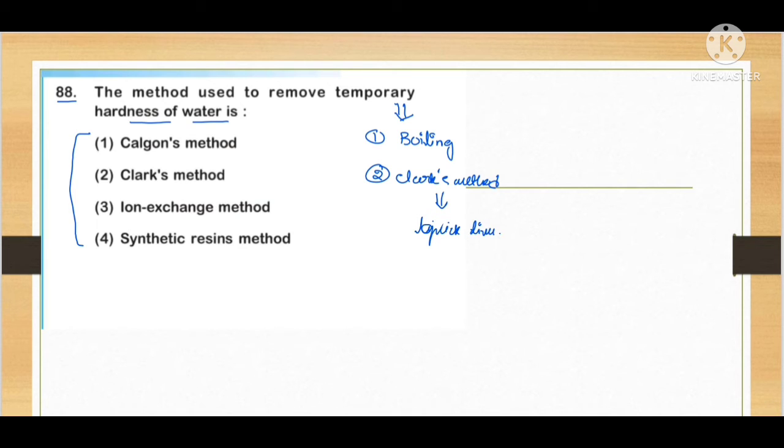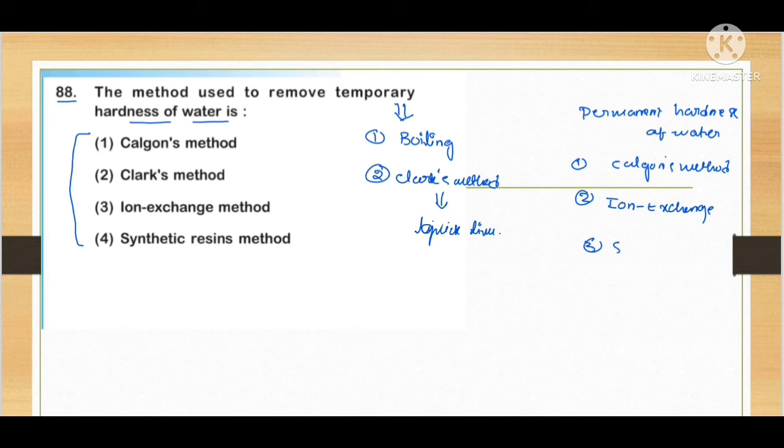Okay. Now let us see the methods to remove the permanent hardness of water. The first method is Calgon's method, the second method is ion exchange, and the third one is synthetic resins method. Now let us verify the first option, Calgon's method.